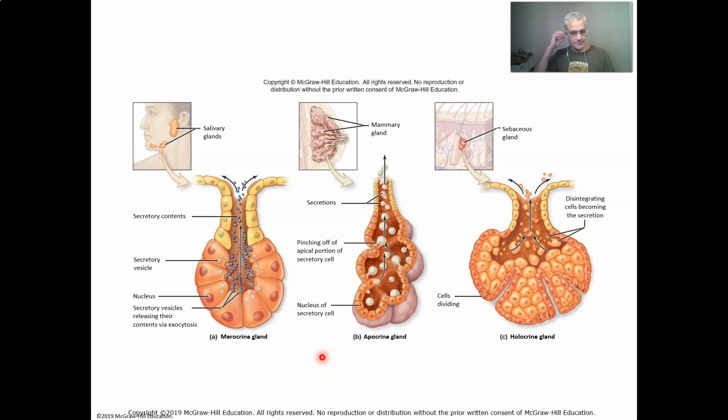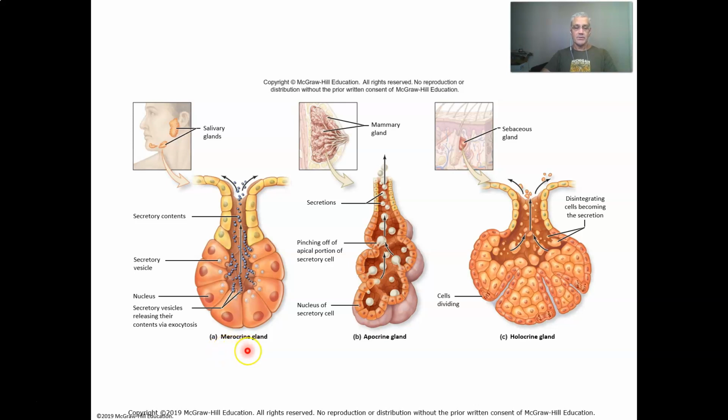Now this is a picture out of your book showing the same thing, but also showing you where some of these glands are. Now, a simple gland that has the secretory cells, they're giving you an example of a salivary gland. All right, so you have a parotid gland that's right in front of your ear. You have other salivary glands that are under your mandible or under your tongue, and we'll talk about those more later. But they are of a type of gland called a merocrine gland.